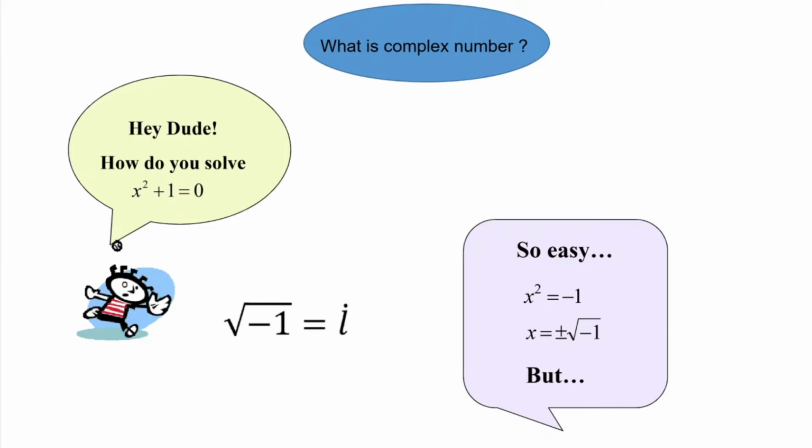What is complex number? How do you solve x squared plus 1 equal to 0? So easy, right? You get x equal to plus minus square root negative 1. Good. But when we use calculator, key in square root negative 1, we get math error. Why? It is because square root negative 1 is not a real number. It is complex number, written as i.